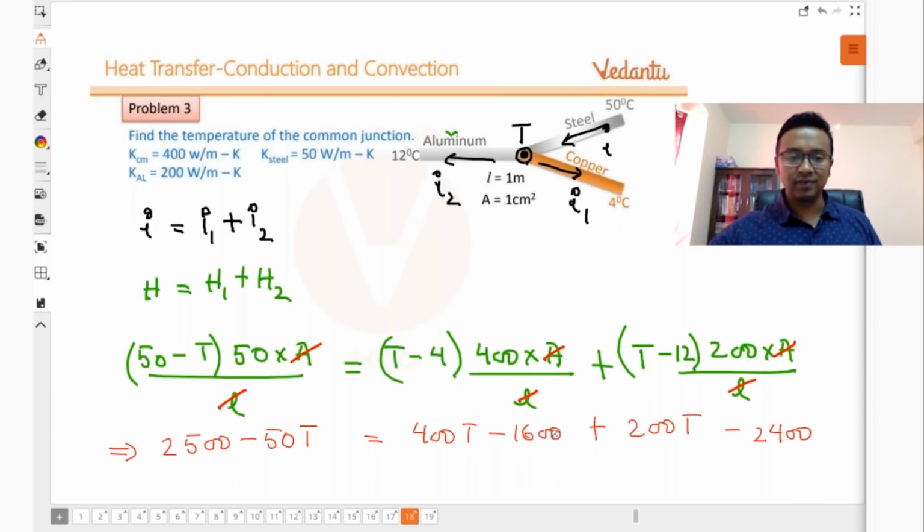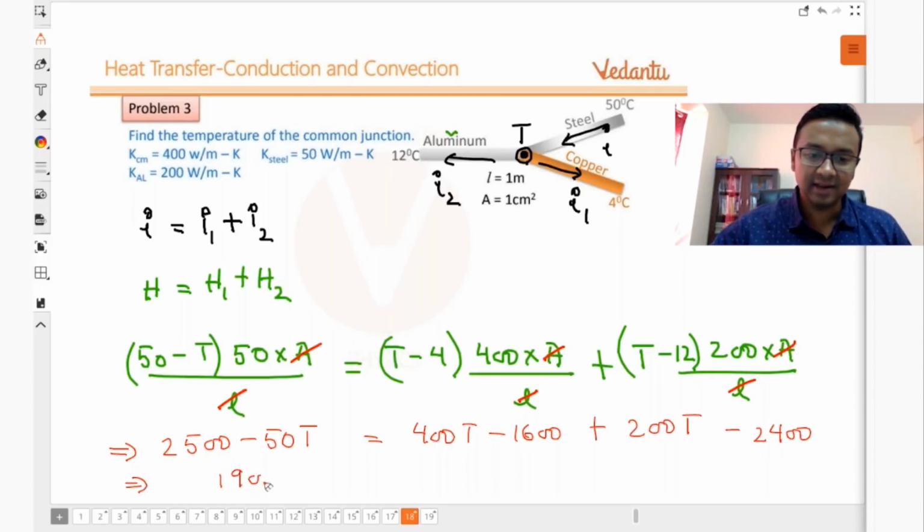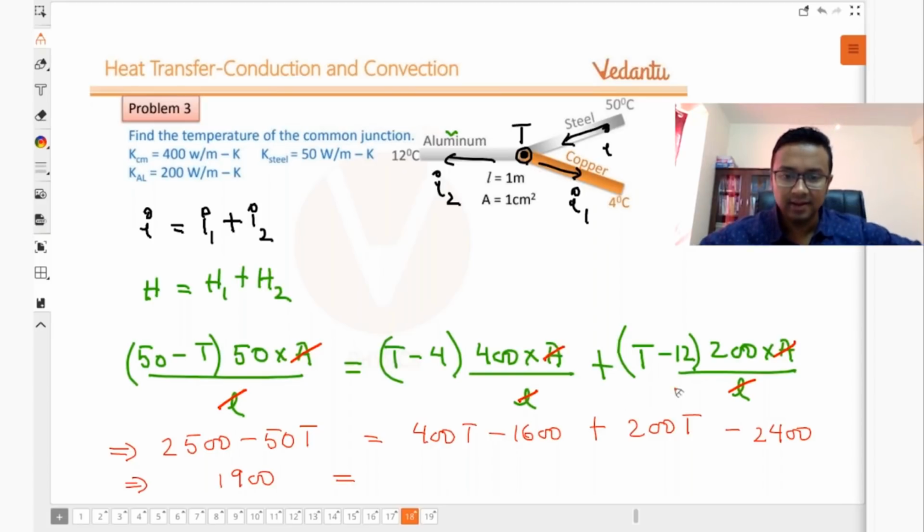Okay, so if you kind of solve this, my dear students, what do you get? 2500 minus 600T, that is like 1900, is equals to... what do we get the value of T? That is something that we can look at solving here. I think we made a small blunder.